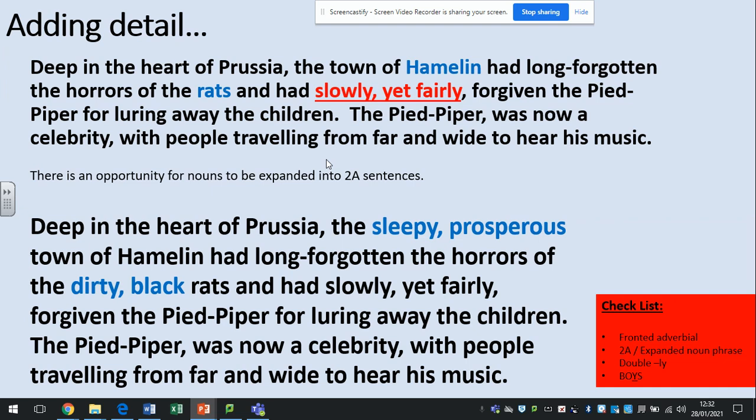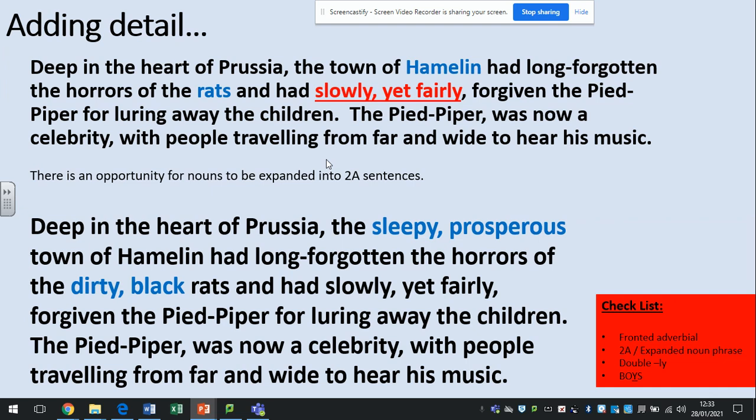So if you look here, deep in the heart of Prussia, the town of Hamlin had long forgotten the horrors of the rats and had slowly yet fairly forgiven the Pied Piper for luring the children away, or luring away the children. The Pied Piper was now a celebrity with people travelling from far and wide to hear his music. So I'm going to find my nouns. So nouns are things, they're places.